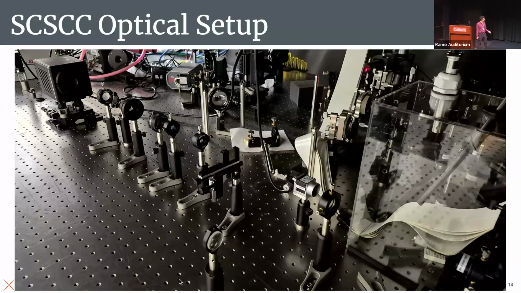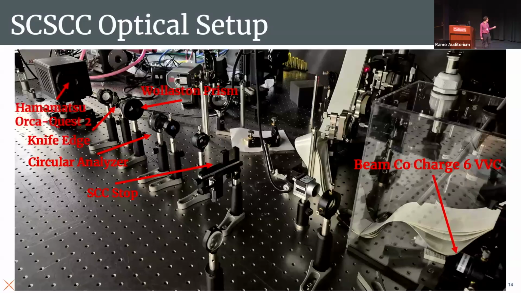And so following that entire debacle, we assembled our spatially clipped self-coherent camera. So just before this VVC, we have a circular polarizer, we have our stop, and we have our circular analyzer to complete our filtering setup. We then have our Wollaston prism, our knife edge, and then we're using a Hamamatsu Orca Quest detector to minimize read noise. And yes, our polarizer is just before the VVC.